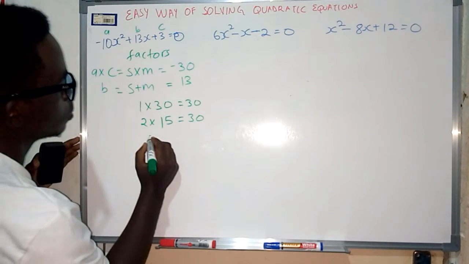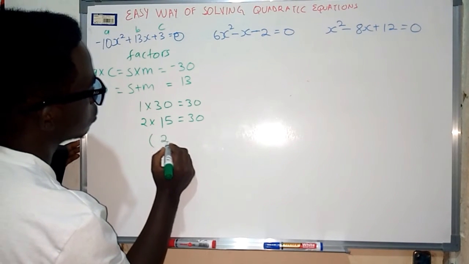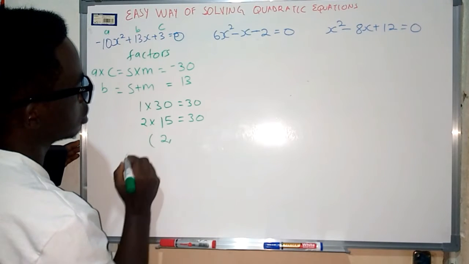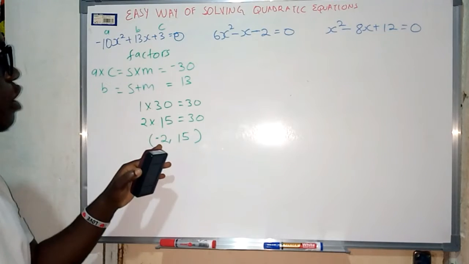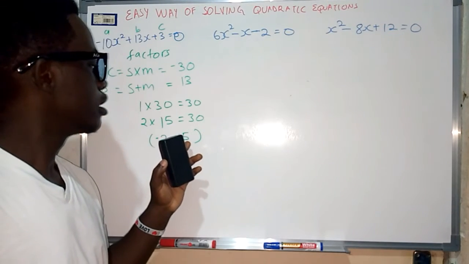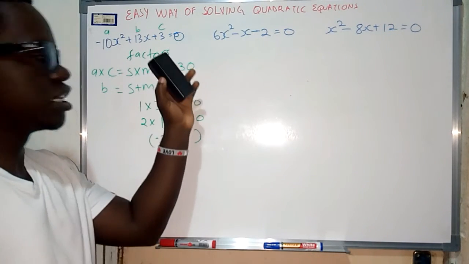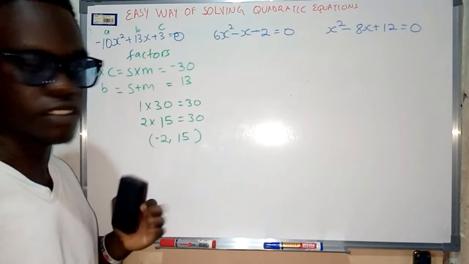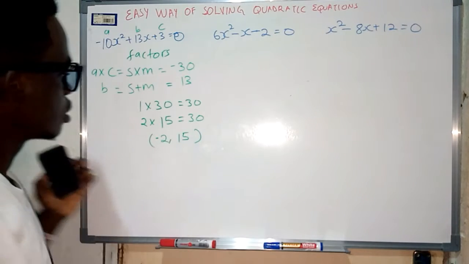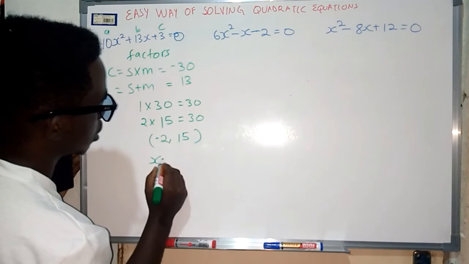But if my 2 is negative, so if I have my negative 2 and 15, if I multiply negative 2 times 15, I get negative 30, and if I add negative 2 plus 15, I get 13. So these are my two factors which I'm going to use. So now I'm going to get my values of x.